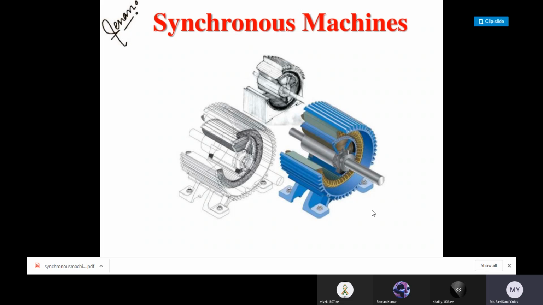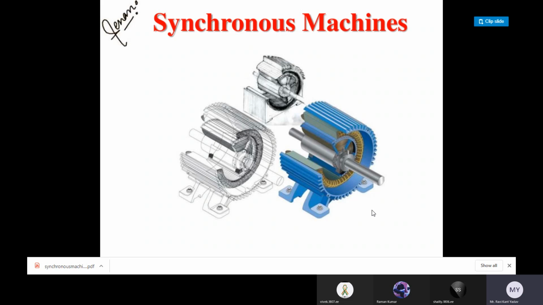Salient means its rotor construction is salient type, that means projected type. This type of synchronous generator is widely used in hydropower plants. The other type is the cylindrical type synchronous generator, which has features of uniform air gap, small diameter, and large axial length.